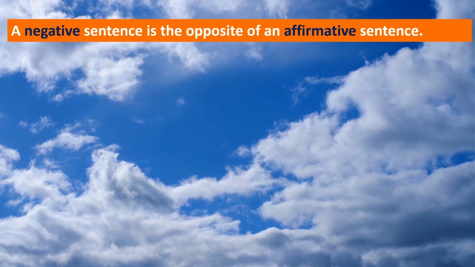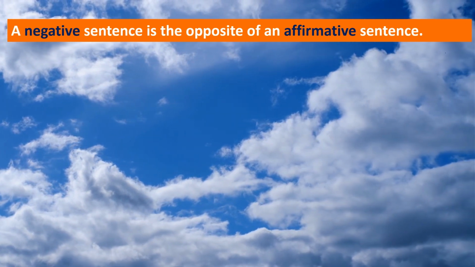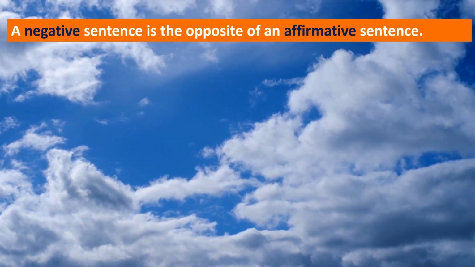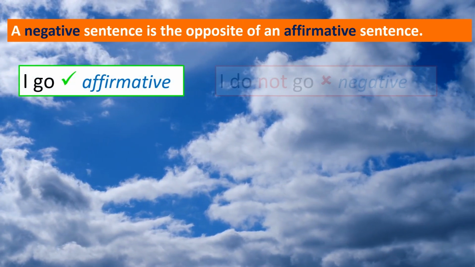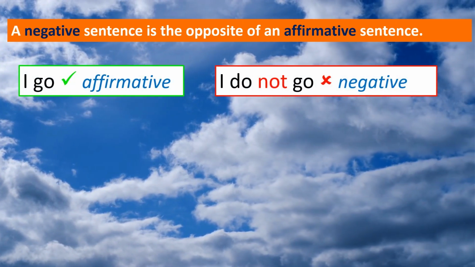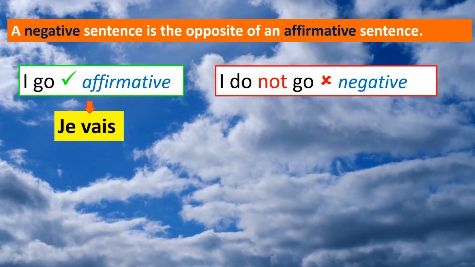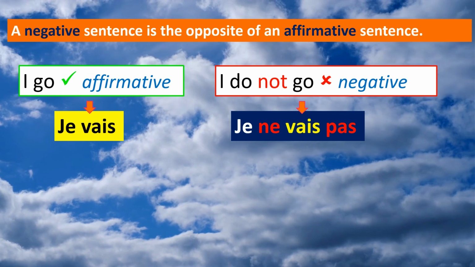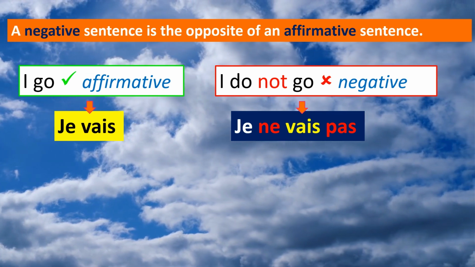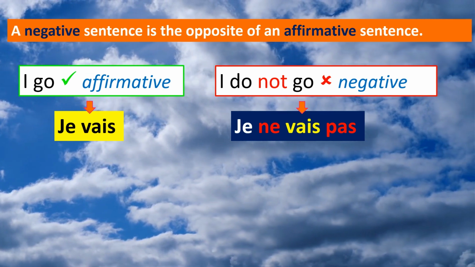You probably already know that a negative sentence is the opposite of an affirmative sentence. In English, I go is the affirmative and I do not go is the negative. In French, je vais is the affirmative and je ne vais pas is the negative. I've covered negatives in previous videos, but I'm going to go through it again.